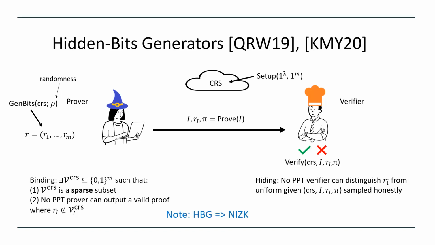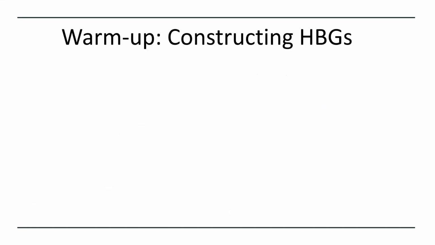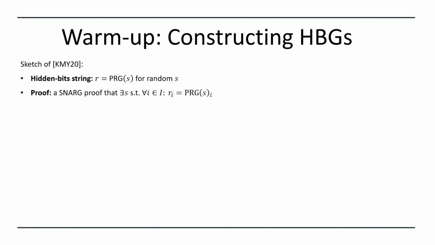And just as a note, this abstraction is indeed enough to get an ISIC. So all that remains is to construct a hidden bits generator, or HBG. To get some intuition for this, we're going to take a quick look at the construction from Kitagawa et al. So their hidden bit string is just going to be the output of a PRG, and the proof of correctness is just going to be a SNARG proof that certifies that for each i in capital I, the corresponding output bits of the PRG were indeed computed by the PRG on S.